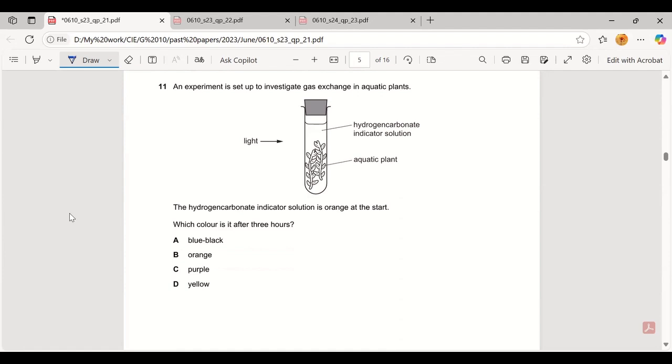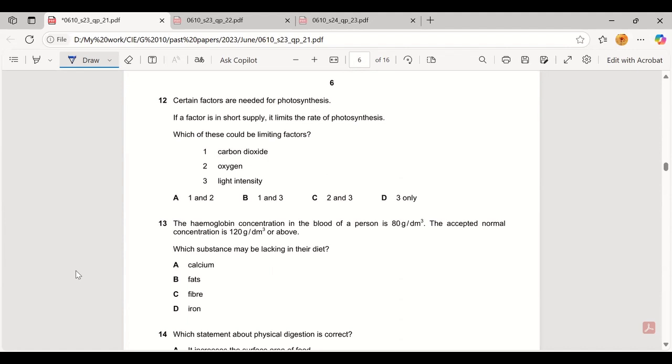It has nothing else. And this is hydrogen carbonate indicator solution. Light is coming from one side. Okay. The hydrogen carbonate indicator solution is orange at the start. Which color is after 3 hours? Maram? Is it C? Yes, because the plant will use the carbon dioxide, so it decreases. So it is C.